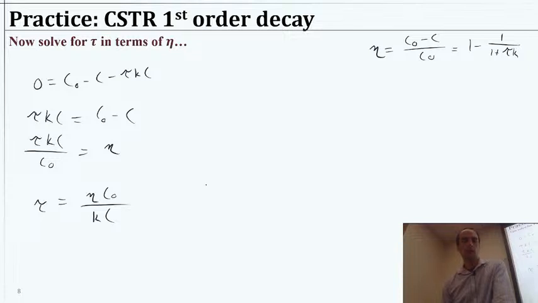Nu over k. Oops. Time, you said minus? Minus, excuse me. Nu over k times what? 1 minus nu? Okay.